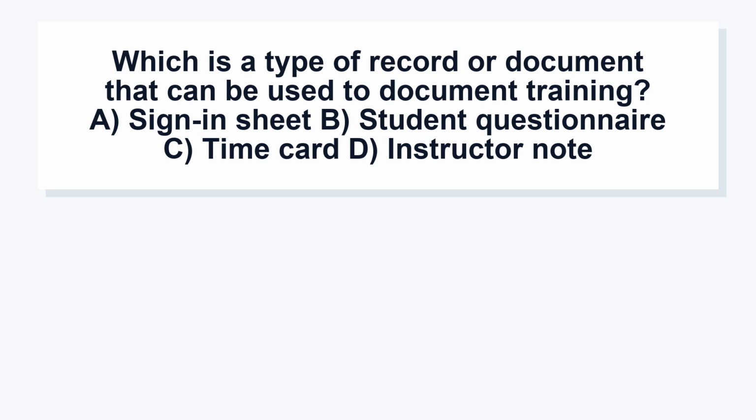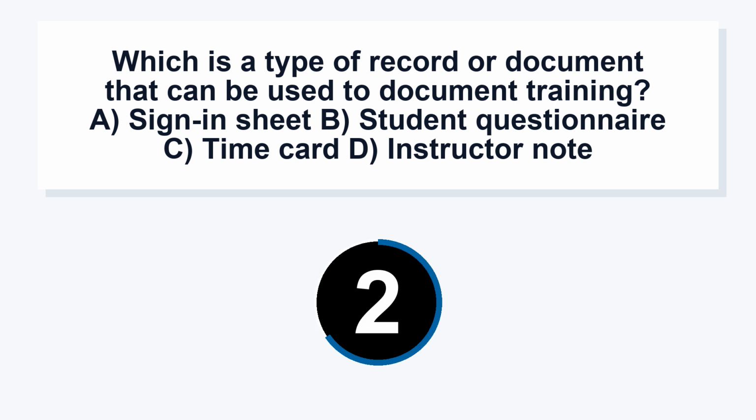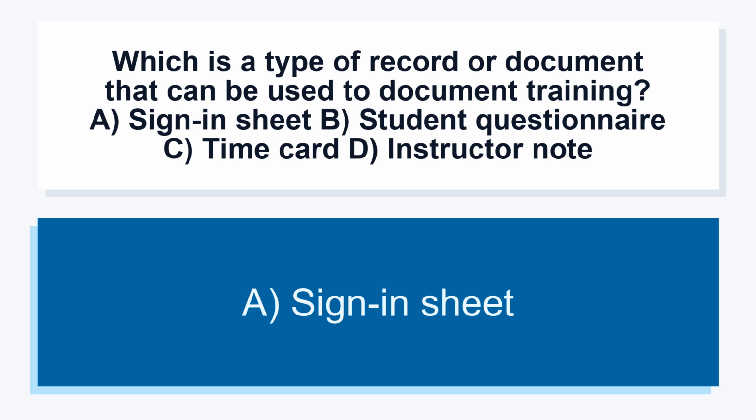Which is a type of record or document that can be used to document training? A. Sign-in sheet. B. Student questionnaire. C. Time card. D. Instructor note. A. Sign-in sheet.